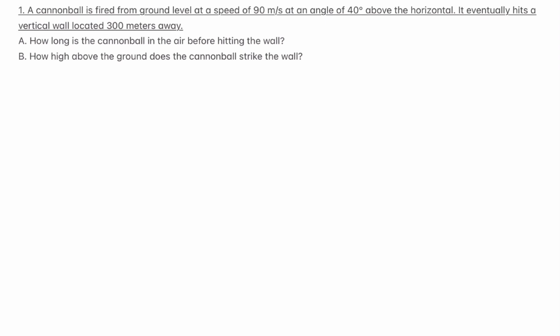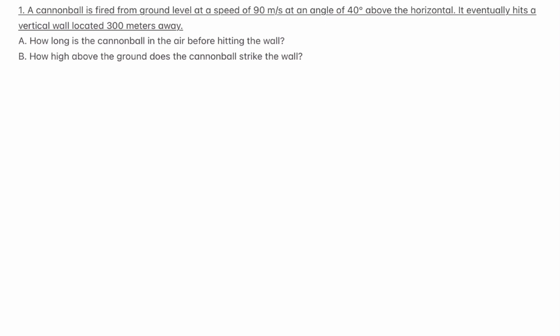Question 1. A cannonball is fired from ground level at a speed of 90 meters per second at an angle of 40 degrees above the horizontal. It eventually hits a vertical wall located 300 meters away. Question A. How long is the cannonball in the air before hitting the wall?